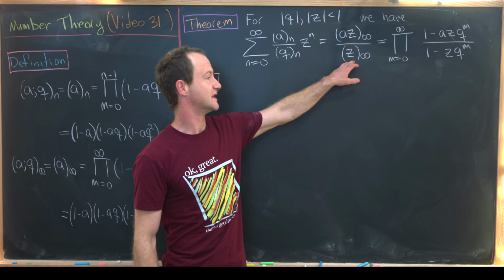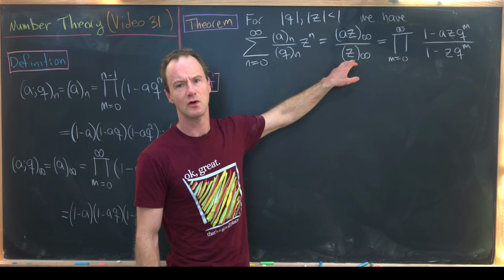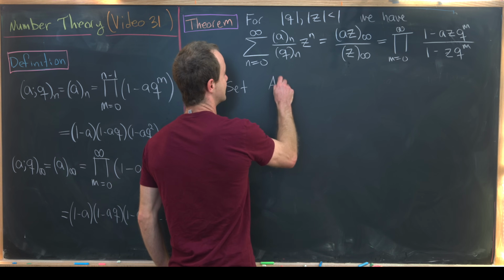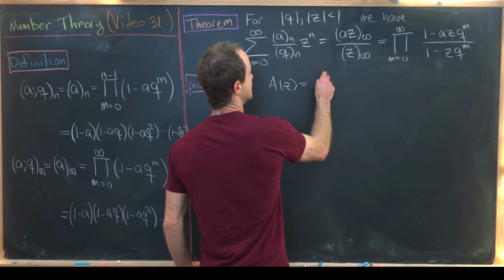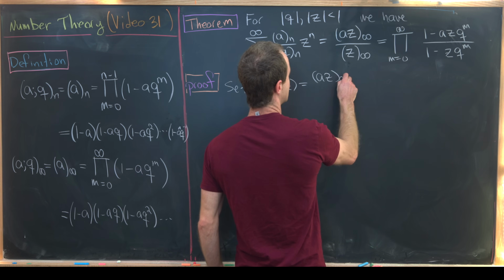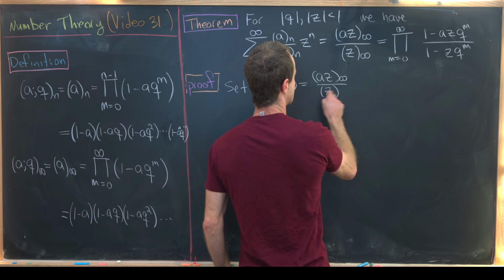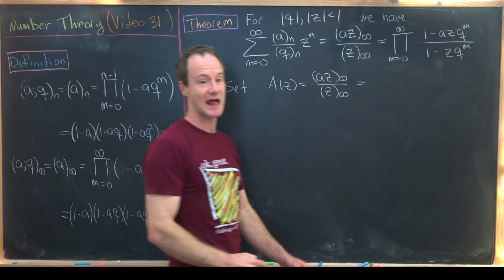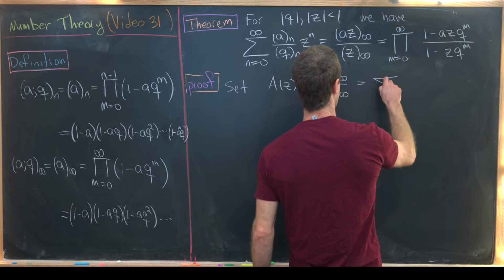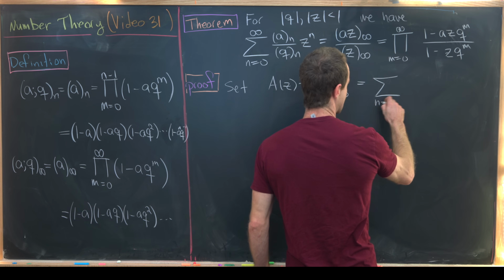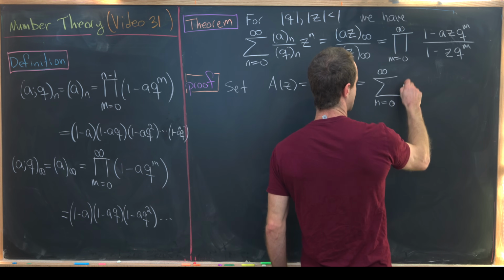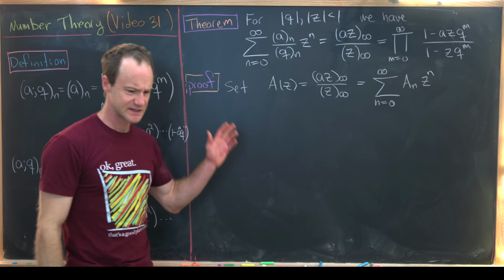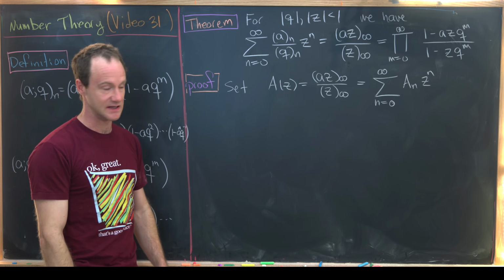So we're going to start with this right-hand side, and we'll give this a new name. So let's maybe set A(z) equal to this (az;q)_infinity over (z;q)_infinity. And then let's assume that it can be expanded as a sum in the following way. So this will be the sum as n goes from 0 up to infinity of a_n z to the n. So it's like a power series in z.